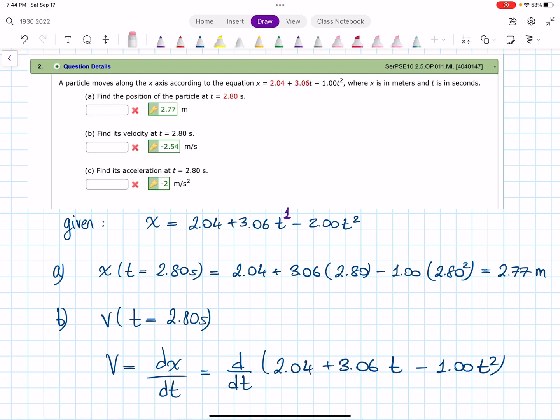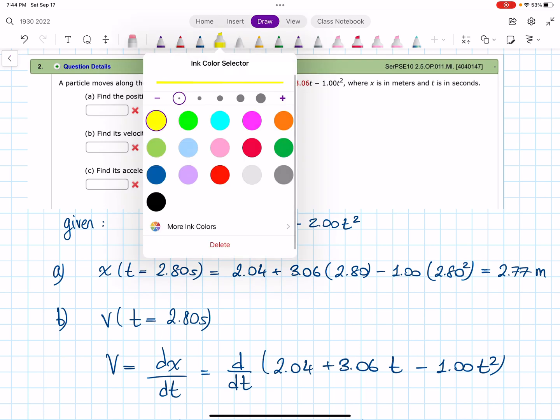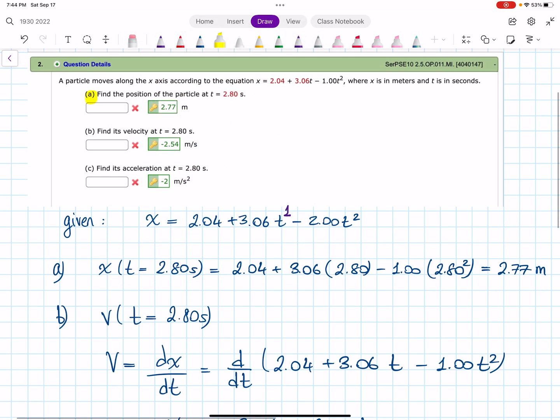Hi everyone. The question says a particle moves along the x-axis. According to the equation, x equals 2.04 plus 3.06t minus 1t squared, where x is in meters and t is in seconds. Find the position, part A, of the particle at t equals 2.80 seconds.